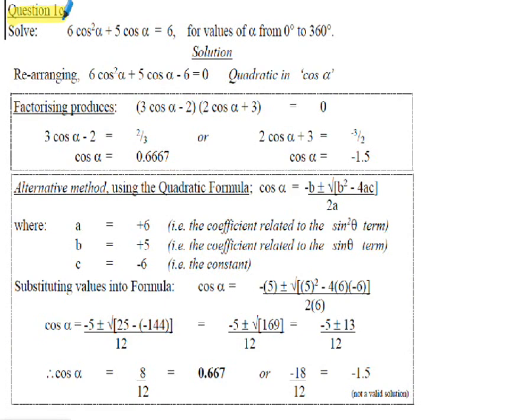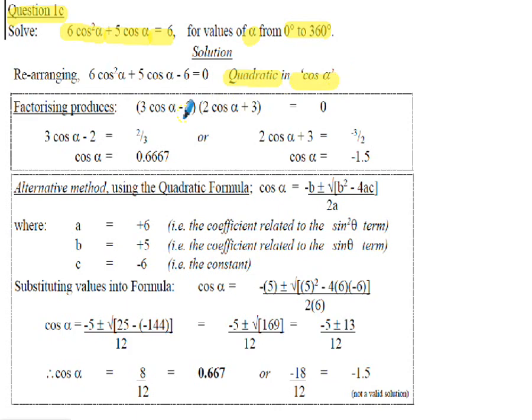Question 1c here, this is a type 3 solution again. That is in terms of the cos function. I've got 6 times cos squared of alpha plus 5 times cos of alpha is equal to 6. I've got to solve for alpha between 0 and 360 degrees. So given the equation, it's a quadratic equation in cos alpha. Again, I've shown it can be solved with factorization or the quadratic equation here.